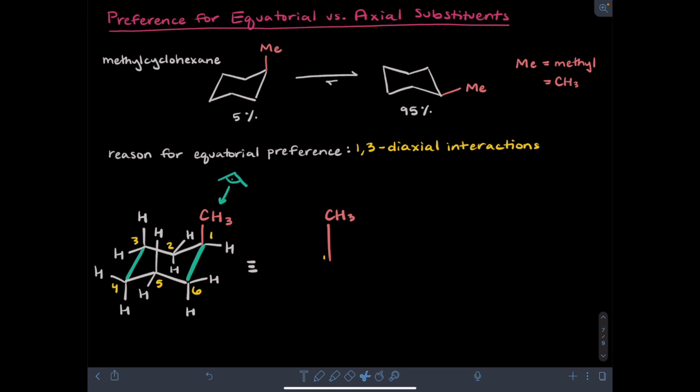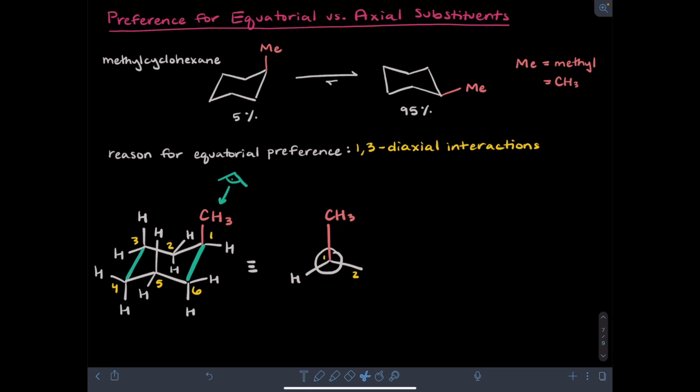So let's imagine starting out with carbon 1. From the observer's perspective, the methyl group is pointing straight up. The hydrogen on carbon 1 is pointed down and to the left. And carbon 1 is also connected to a carbon 2. From the observer's perspective, carbon 2 is to the lower right of carbon 1.